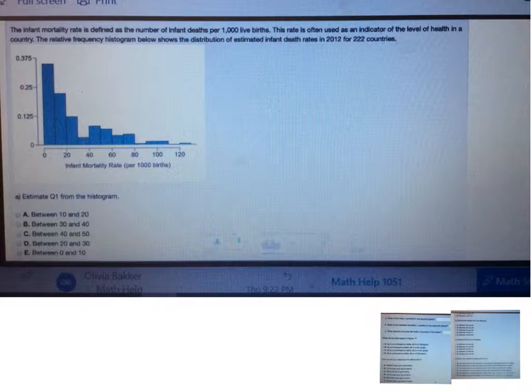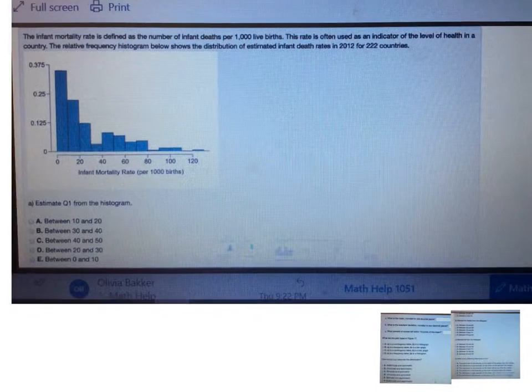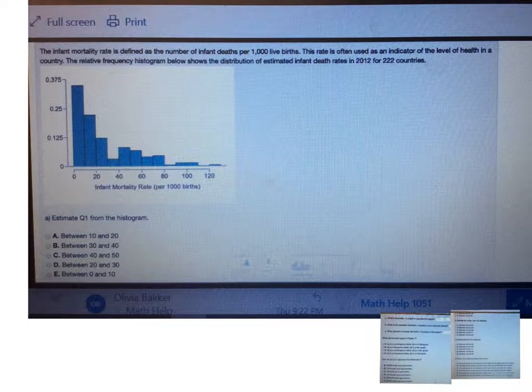Okay, so for these last three slides, they're all connected to the same graph, so I'll do them all together here on this last video for you. So what we have here is a frequency histogram. And I think that you mentioned in your first email that you were having a little bit of difficulty with reading it and understanding how to get the percentages from it, so let's start there.